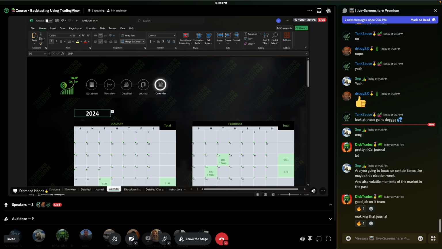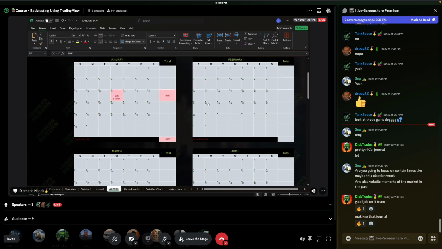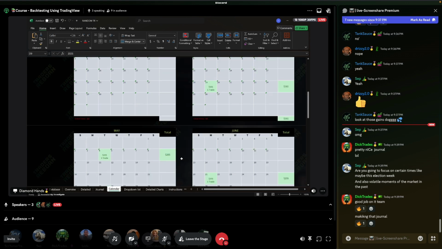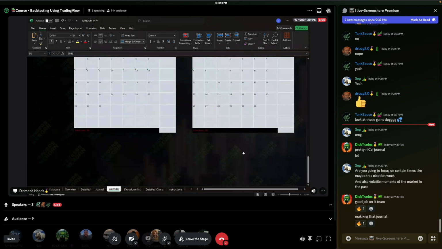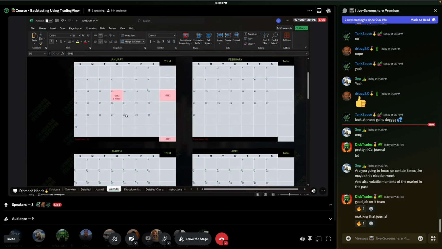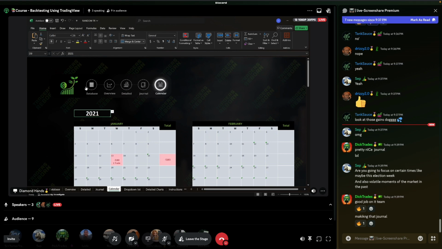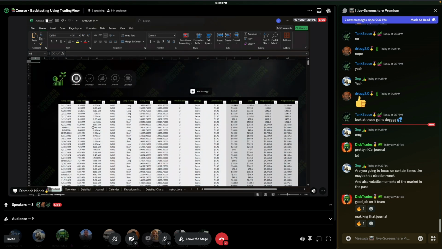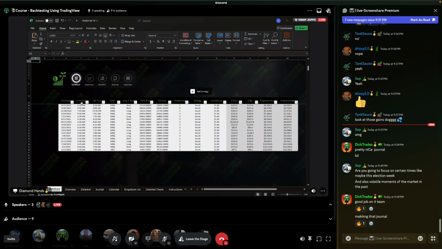Let's see, 2021. Yeah. I have some trades there as well. So it's pretty neat. In this case, let's go back to our trade, how to use the Trading Reborn journal.